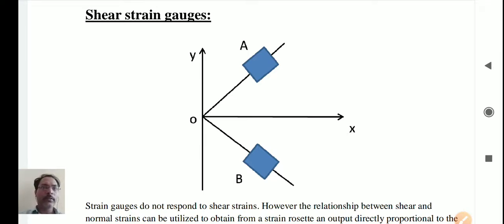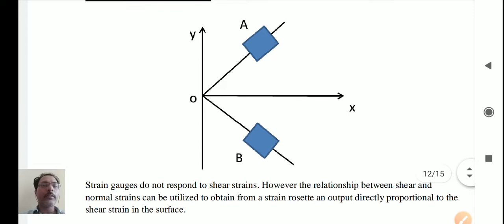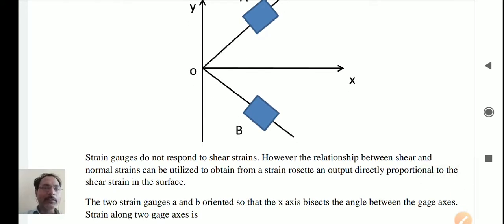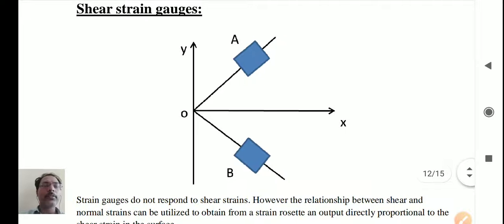As you know, we are always checking the strain gauges in normal directions, that is in the x direction, y direction, or any other directions. But we have to check whether shear strain is induced in a material. This strain gauge is not going to determine the shear strain in a direct way. You can't determine that by using the strain gauges directly, so you have some technique to solve this. The gauges which are used to measure the shear strain are called shear strain gauges.